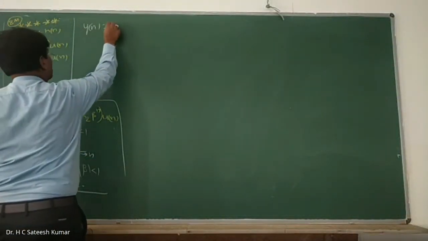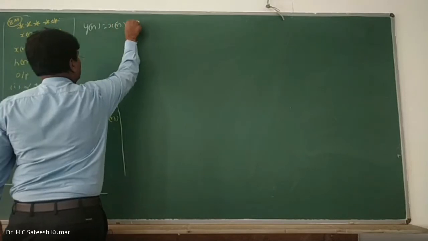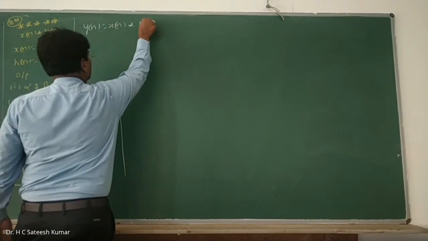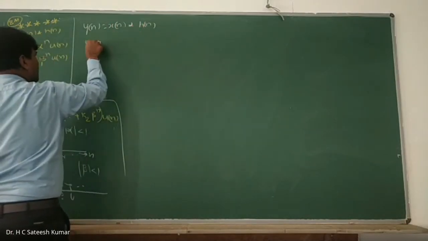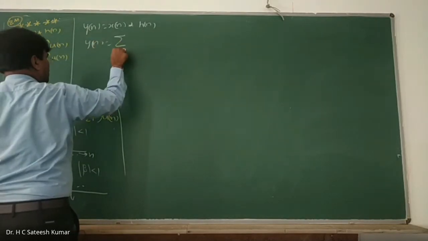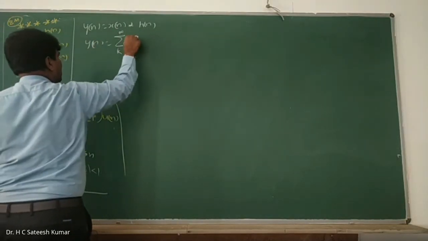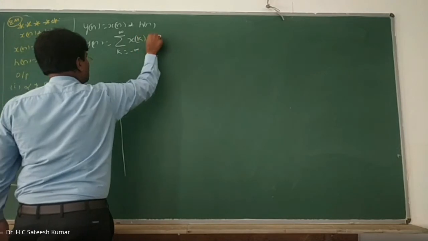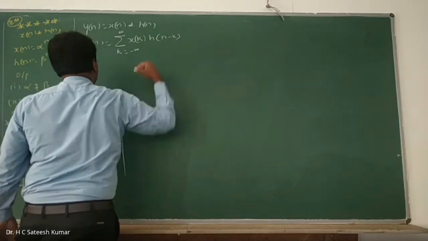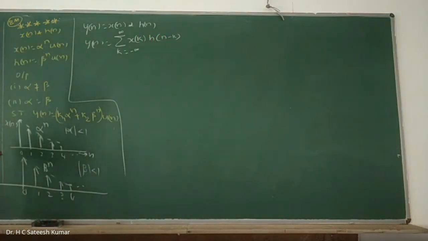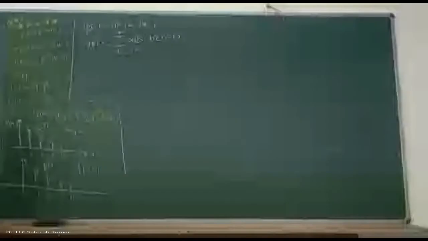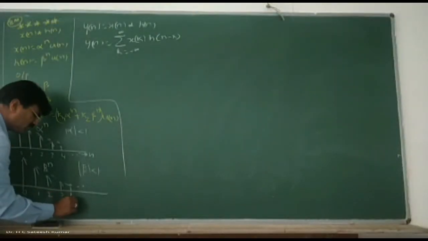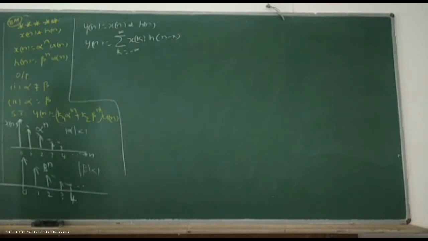y of n is equal to x of n convolved with h of n, which is equal to the summation k varies from minus infinity to plus infinity, x of k into h of n minus k. Okay. Same method, both of them are infinite. So if both of them are infinite, we get only two cases. Okay. So how will you get that?